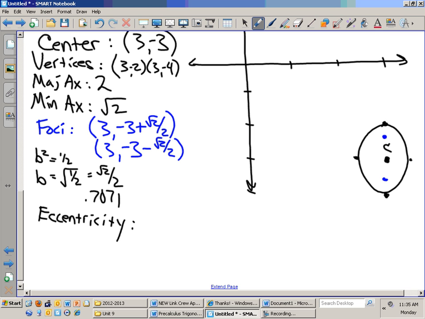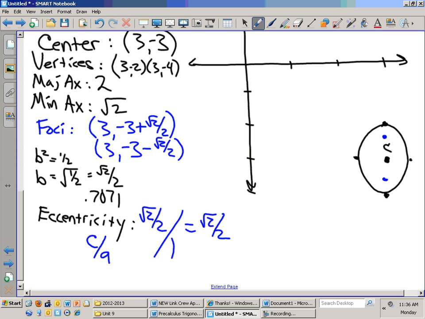And how do we define eccentricity? C divided by A. C is the square root of 2 over 2 we decided, divided by 1 is the square root of 2 over 2. Eccentricity is C divided by A. That is it!